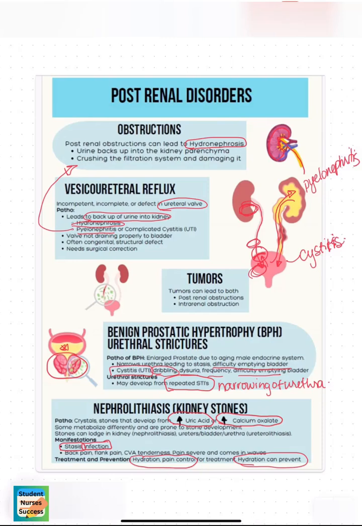When patients drink a lot and maintain hydration, it allows them to frequently urinate and flush out. However, if they become dehydrated or they don't drink enough, then those crystals have more time to form and they get larger. Kidney stones are extremely painful.